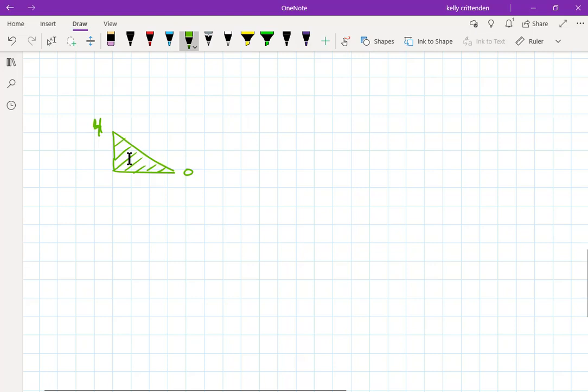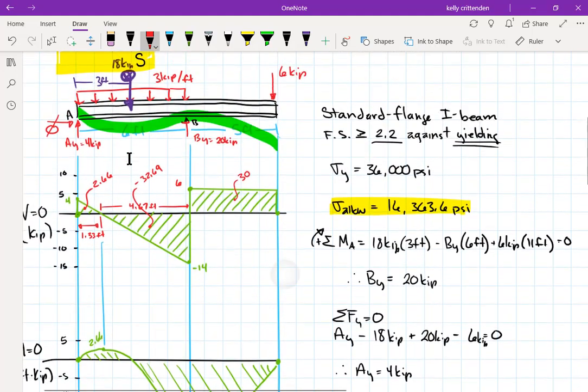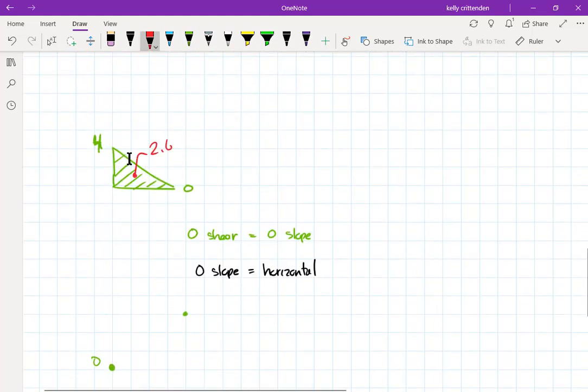So I have, it's not a big number, it's 4, but a lot of times it's easier to start with the low number, because you know the low number, in this case the low number is 0, and you know that 0 shear equals a 0 slope, and 0 slope is horizontal. So if I'm looking at my moment diagram down here, I know I started at 0 because it was the very end of the beam. And I know where I ended, this area was 2.66.